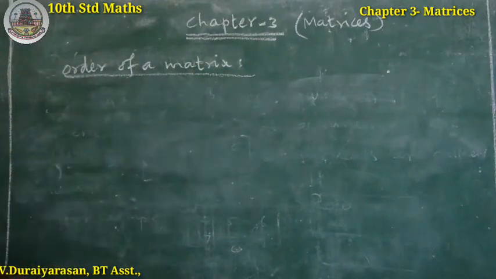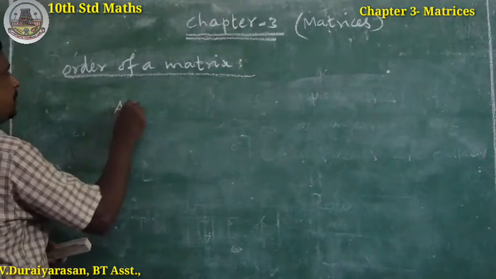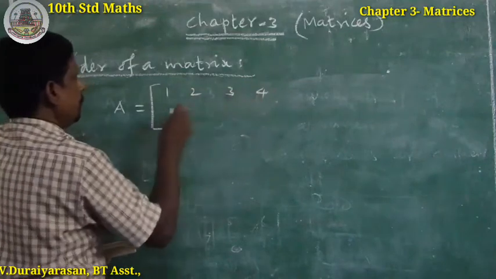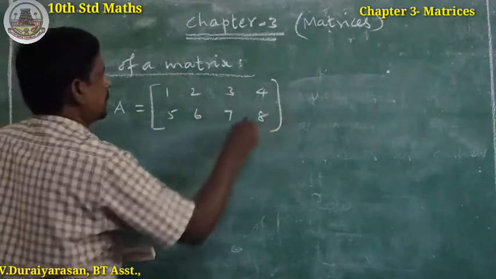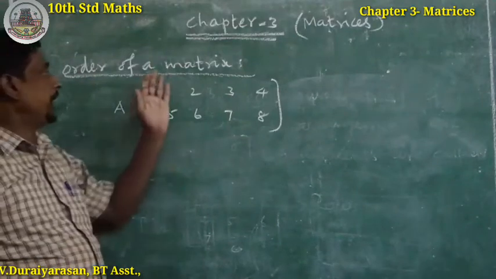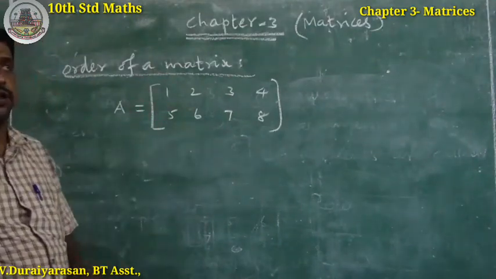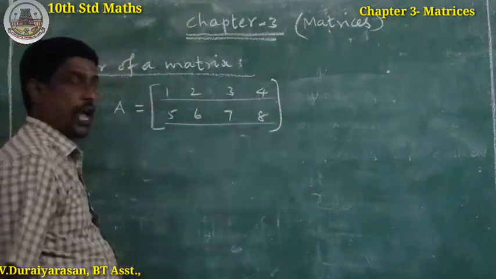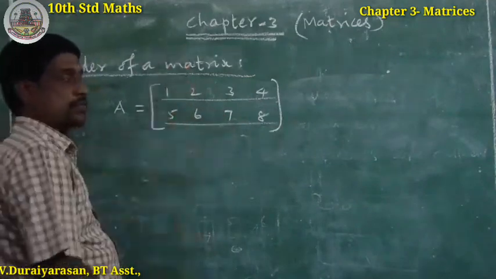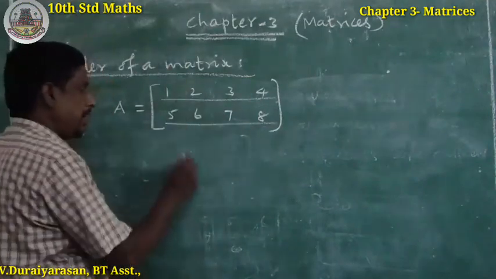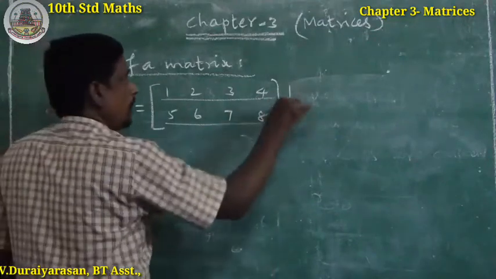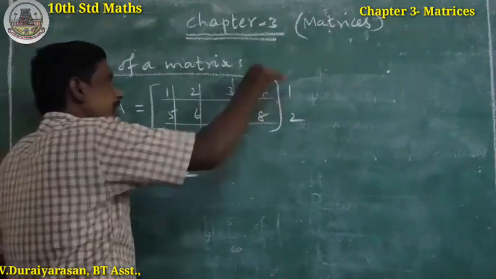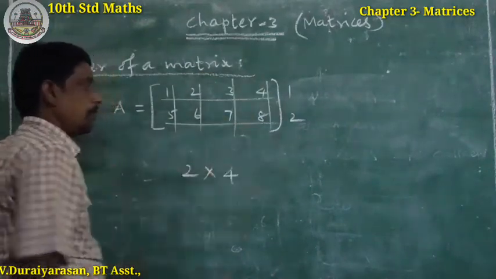Order of a matrix. First, let us consider one matrix. Capital A is equal to 1, 2, 3, 4, 5, 6, 7, 8. How to find the order of the given matrix? First, consider how many rows and how many columns. How many rows are there? There are 2 rows. How many columns are there? 1, 2, 3, 4. 2 into 4.